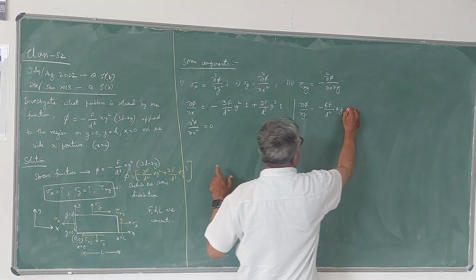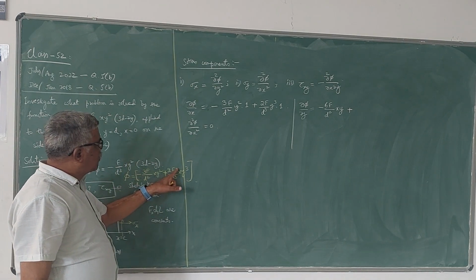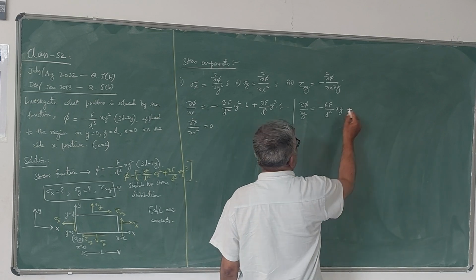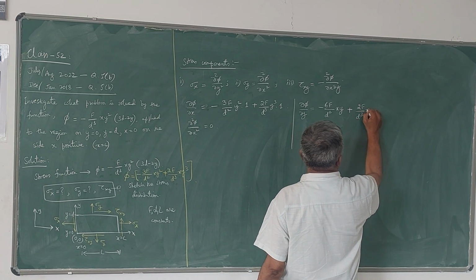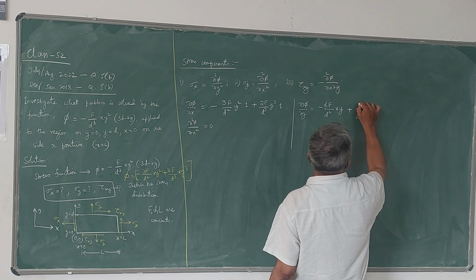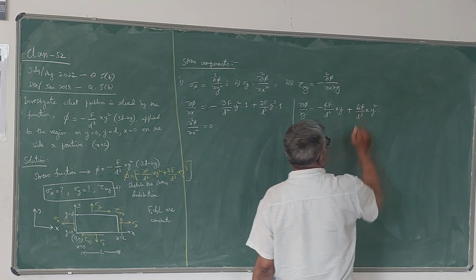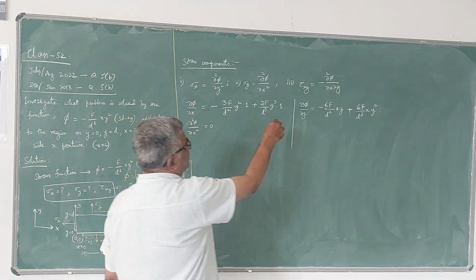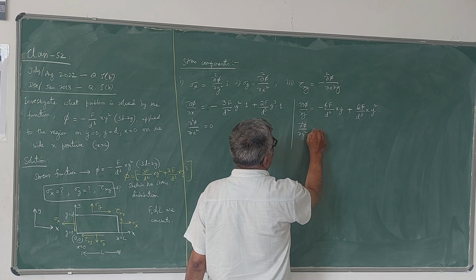Plus second term, differentiating with respect to y. 2f by d cube, x becomes constant, into 3y square. Right? How is that? 6 into y square. Correct? Next, once again differentiate with respect to y. You get dou square phi by dou y square.